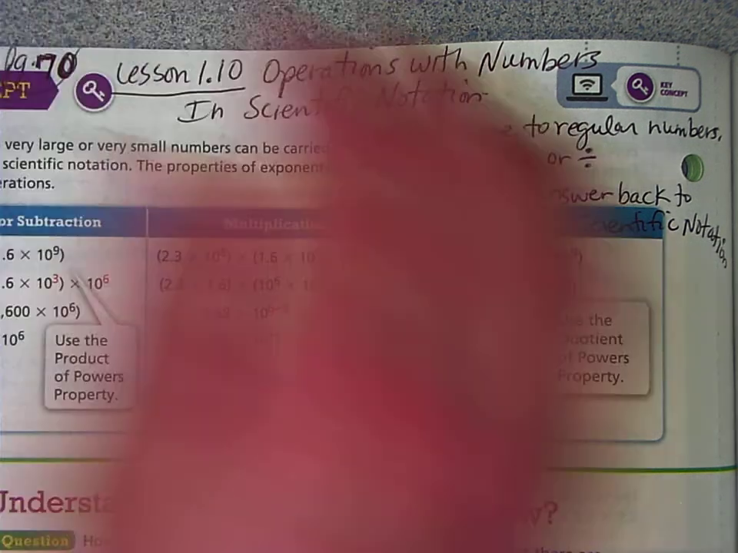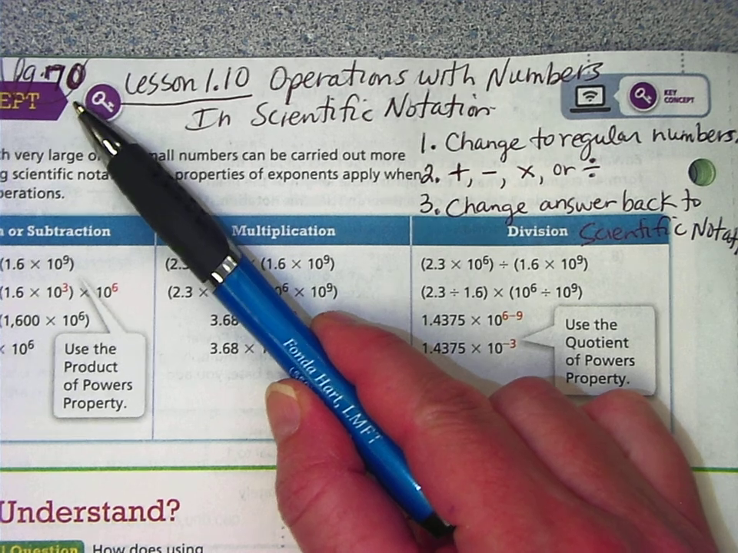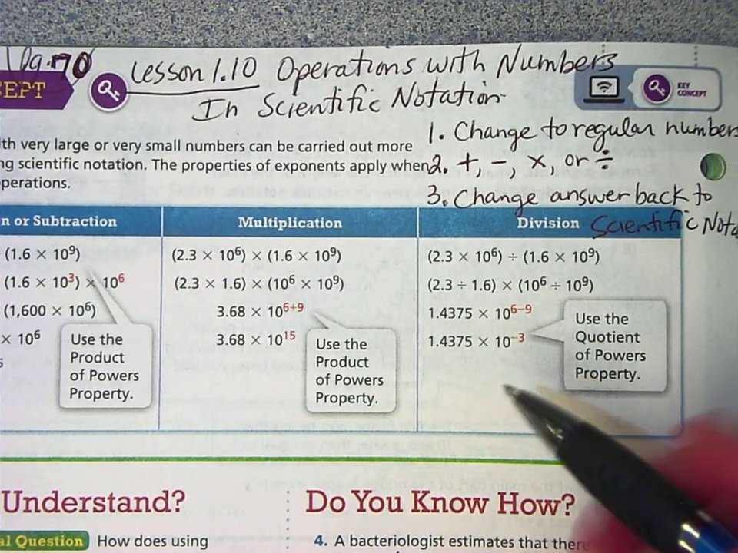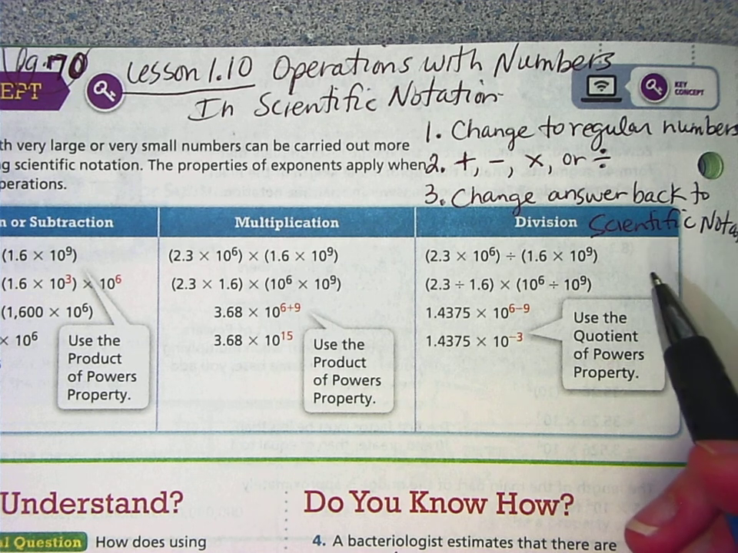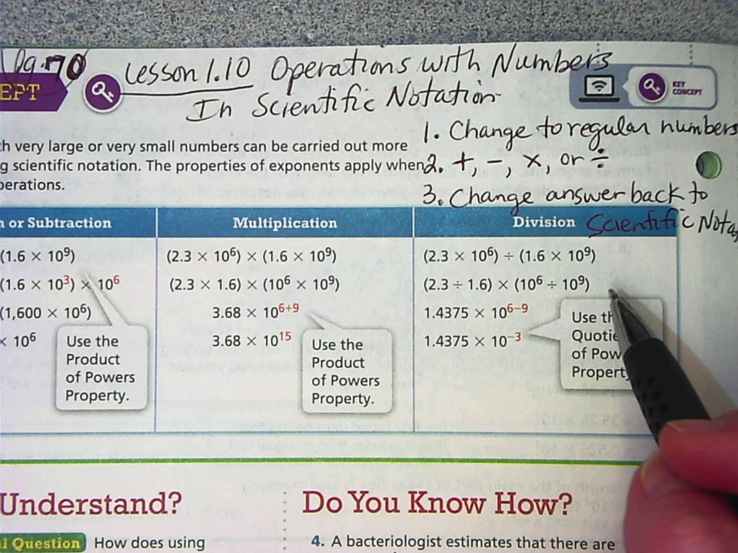Welcome back, everyone. All right, we are looking at lesson 110. We're on page 70 right now, lesson 110, operations with numbers and scientific notation. Okay, so now operations means adding, subtracting, multiplying, or dividing numbers that are in scientific notation.